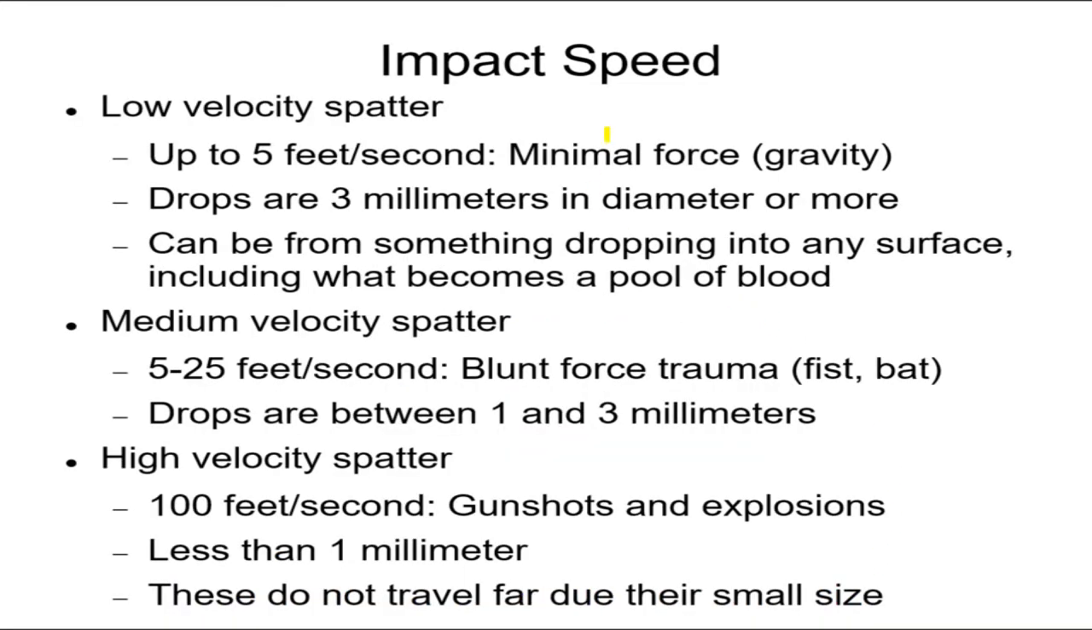Okay, when it comes to impact spatter, there are different speeds. They're classified with different speeds. There's low velocity spatter, often by a fist, or it can even be a very, very low impact, like blood just dropping onto the floor. So these are generally 3 millimeters or more. They're relatively large because there's not much velocity.